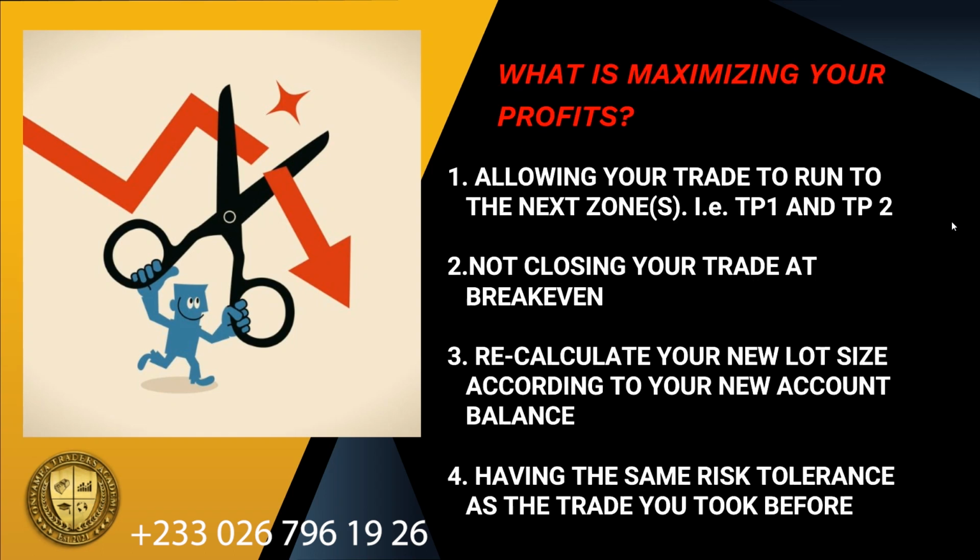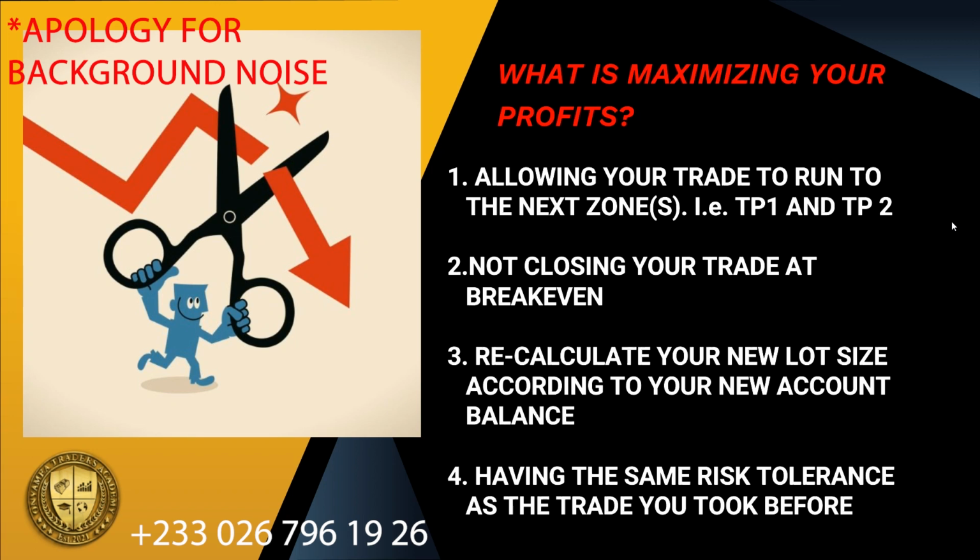So now that we understand what cutting our losses is, let's move on to how we can actually maximize our profits. The way to do that is allowing your trade to run to the next zone, i.e. your first take profit or your second take profit. You don't want to close your trade at break even. Allow the market to actually reach the next zone. Sometimes you can be at break even and price hasn't even reached your target yet. So you don't want to close your trade at break even. Actually allow your trade to run to the next zone.